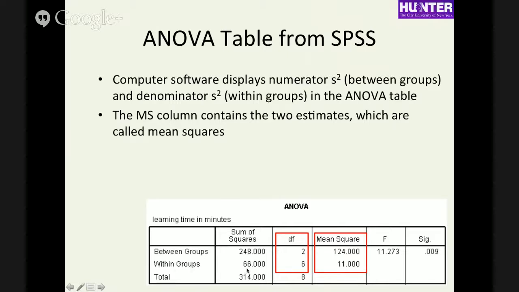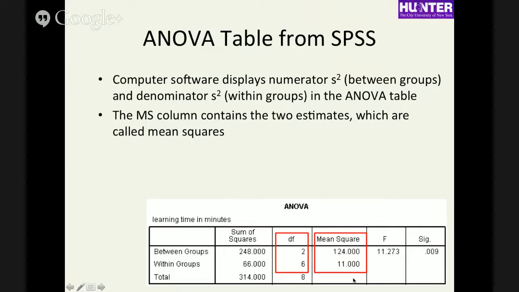So within groups, remember we had 3 in each group, so that's a total of 9 data points. 9 minus 3 groups gives 6 degrees of freedom. Our mean squares are the sum of squares divided by the degrees of freedom. That's part of why degrees of freedom matters, because it goes into your mean square, which is your variance.